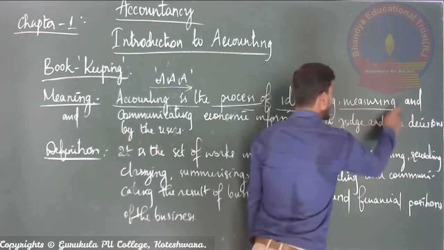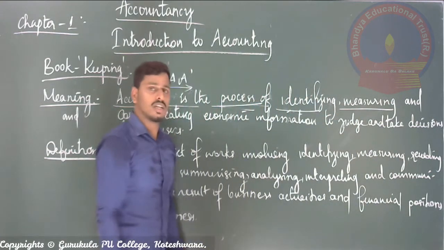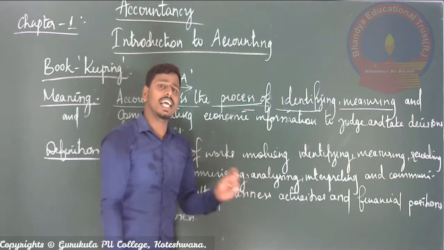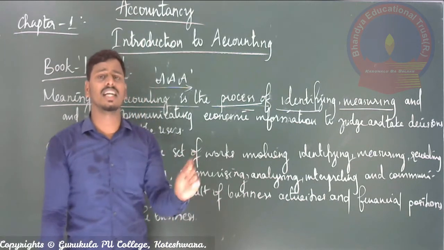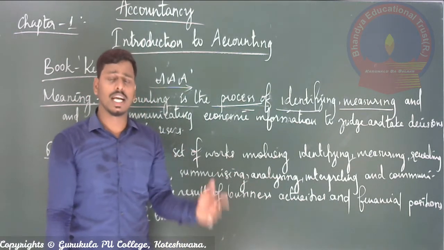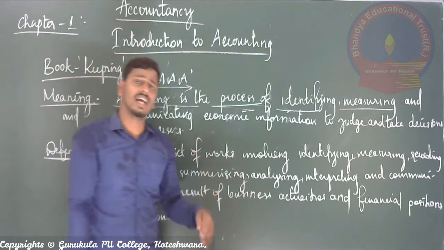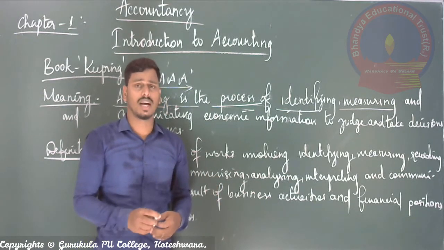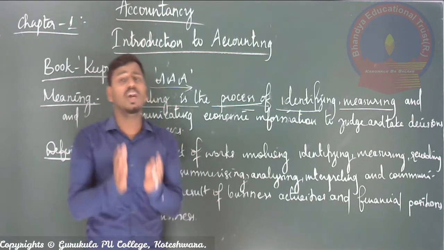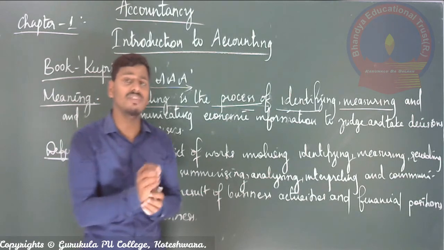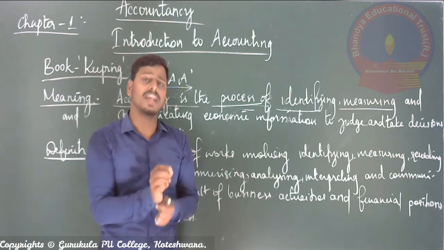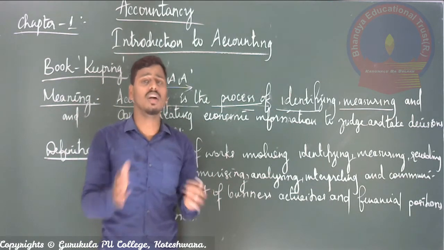And the next one is measuring. I told you only economic transactions are written in the books of account, and an economic transaction must contain some monetary values, correct? What is the value of the transaction? We have to give the values. We have to fix the values, and that is called measuring.